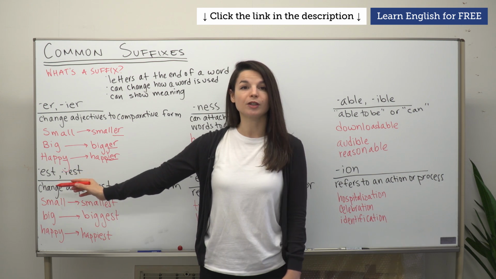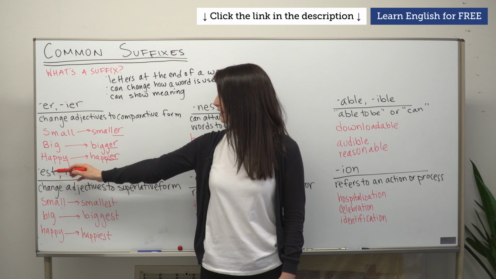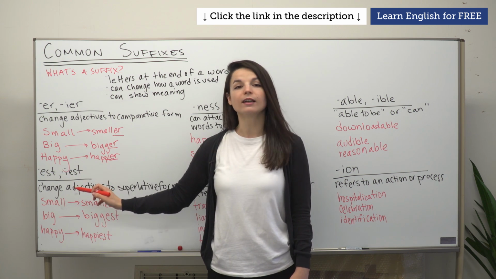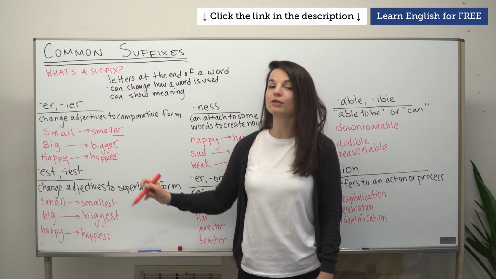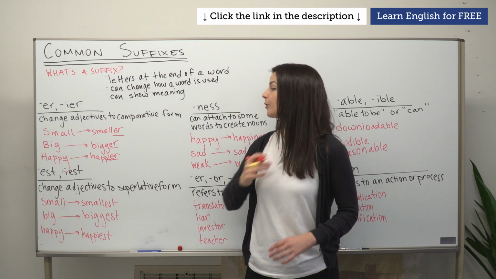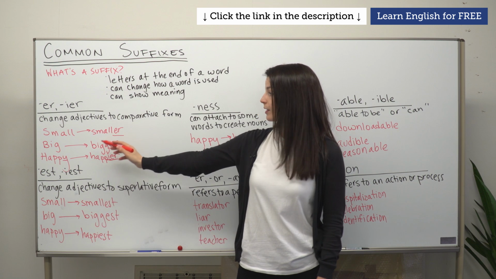To make the superlative form, we use EST or IEST. IEST, like we saw here, is used for adjectives which end in Y. Let's look at some examples. Same words as we used here.